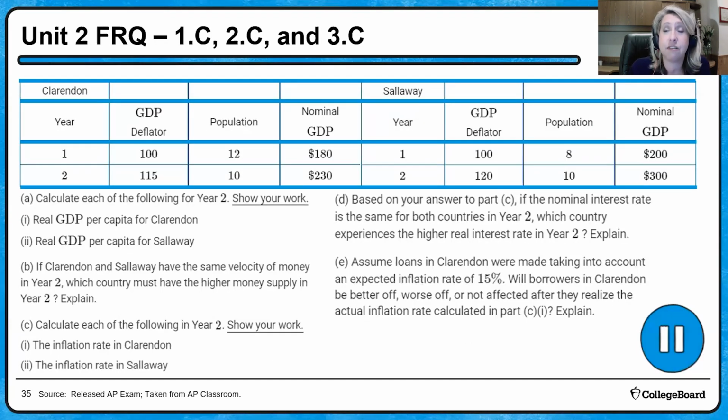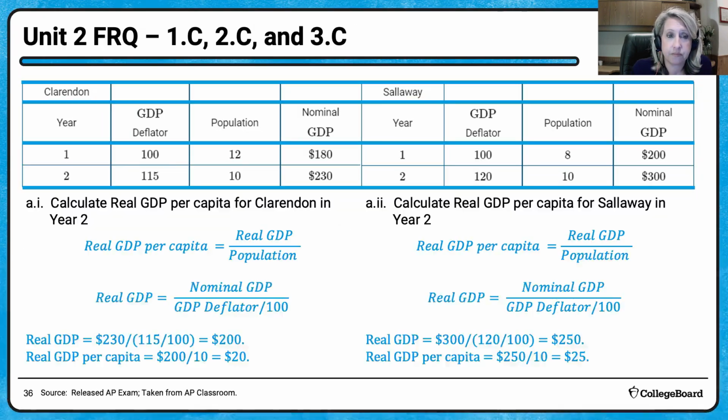All right, here's an FRQ that's all over Unit 2. So it's got all of the 3 different calculation skills in it. So pause your video, go through each part of the question, and then when you're ready, unpause the video and we'll look at all the answers. Okay, so our real GDP for Clarendon is 200. Our real GDP per capita is 200 divided by the population. For Salloway, hopefully you got real GDP is 300 and real GDP per capita is 25.